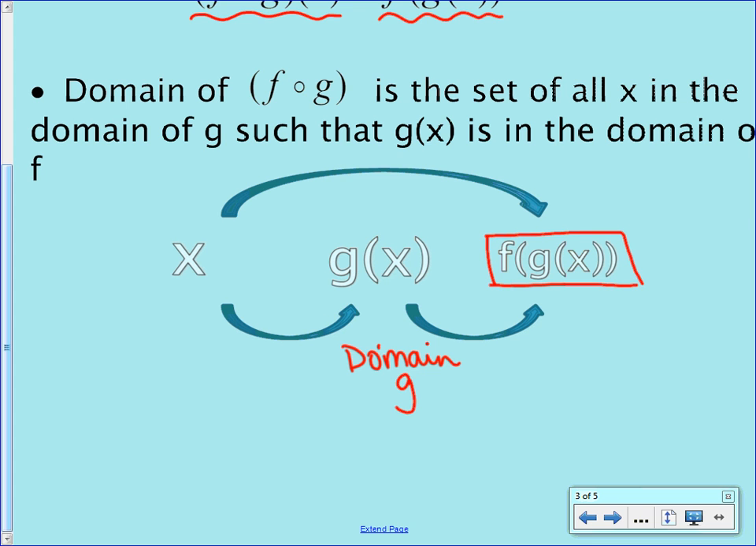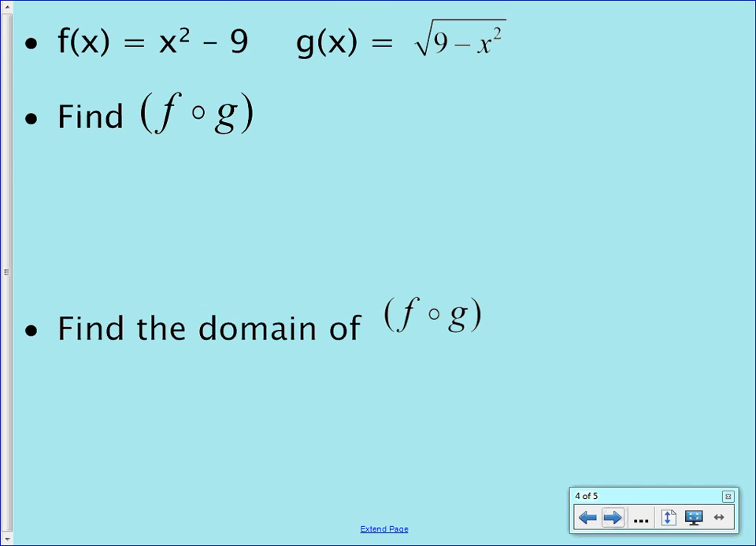All right, so we're going to do an example, but I'm changing my functions from before. Okay. So here are two functions. Go ahead and write them down. Okay, so we are going to find f composed with g. All that means is f of g of x.